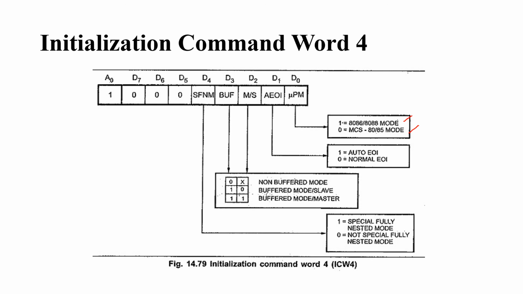Then D4 bit is used to tell whether 8259 is working in special fully nested mode or not. When it is set to 1, 8259 is working in special fully nested mode. When it is 0, 8259 is not working in special fully nested mode. For initialization command word 4, D5, D6, D7, these bits are always 0 and A0 is always 1.